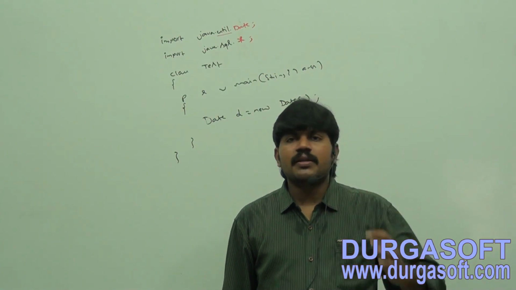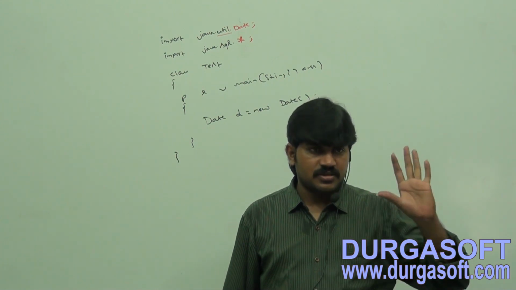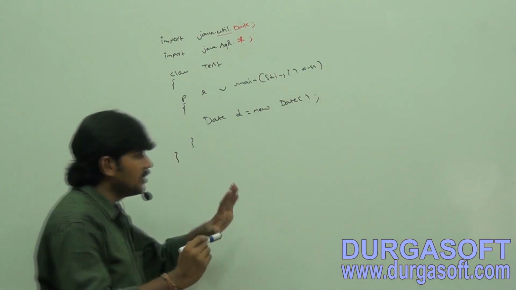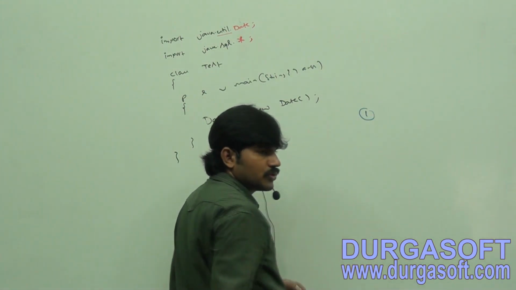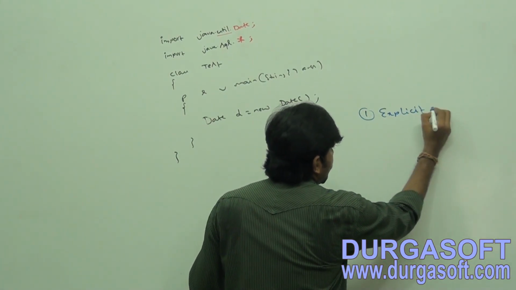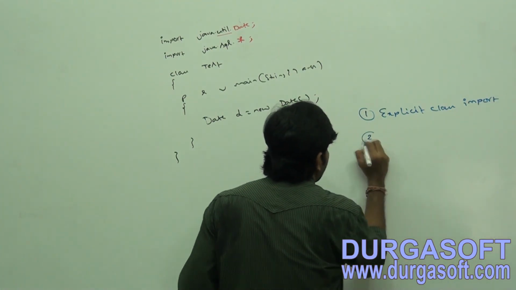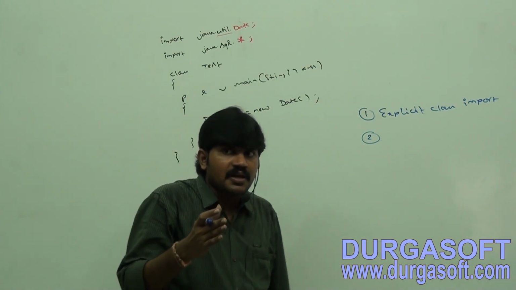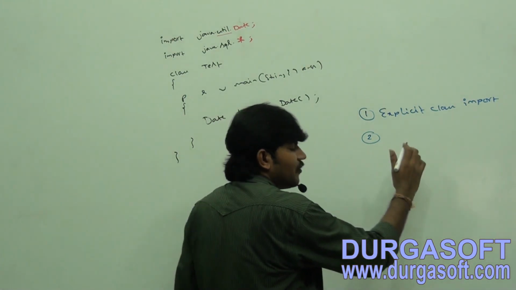While resolving class names, in which order will the compiler give priority? Remember this one, there is a clear thumb rule. The highest priority goes to explicit class import. The next level priority goes to... what is the next one?